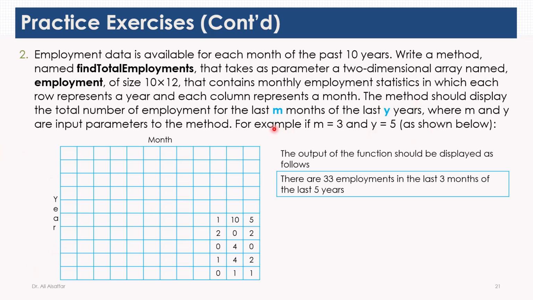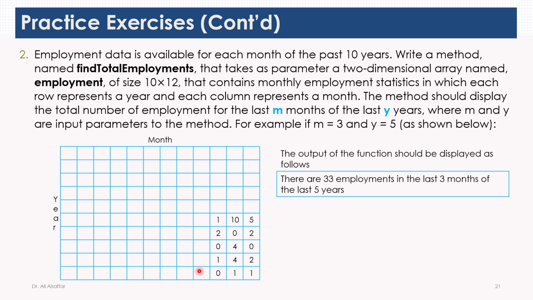And what is required? In fact, it is required to find the total employment for the last months and years. So that means you have to go over the array from the last rows and from the last columns. So you are going to process only a portion of the array. As an example, if m, month, is 3 and y, year, is 5, we need to find the total of employments for the last 3 months and for the last 5 years.